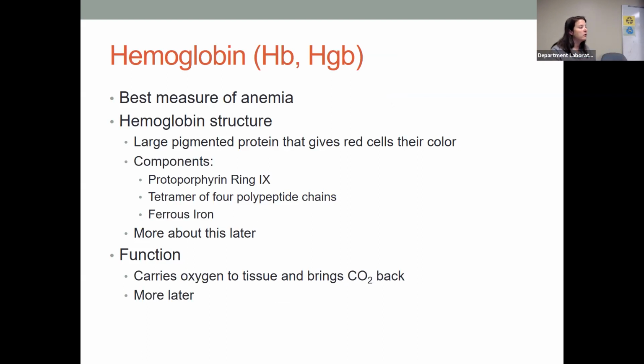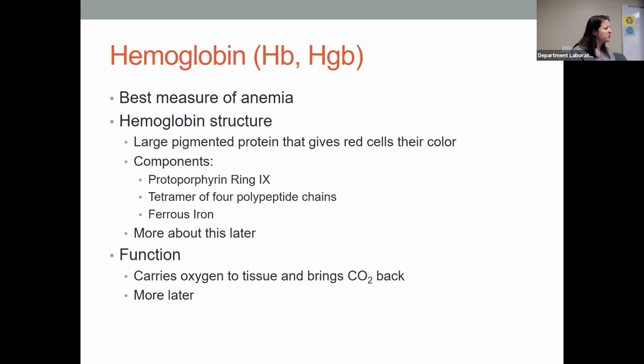All right, so we will look a lot at our hemoglobin value when we start classifying our anemias. It is the best measure of anemia. We want to know how well our red cells are functioning. Their function is to carry oxygen. Hemoglobin is needed for iron, and then iron will bind to the oxygen.